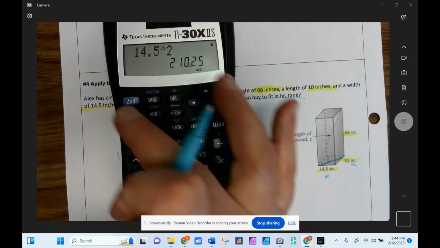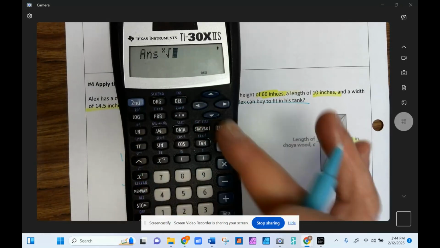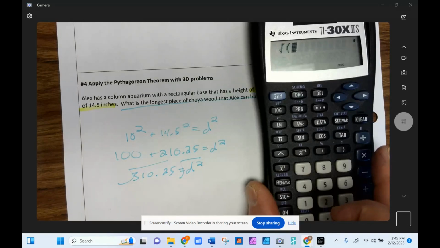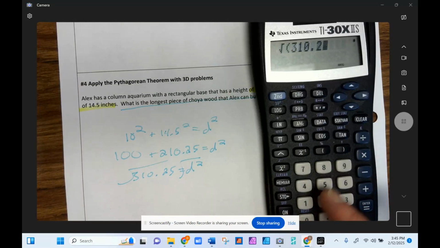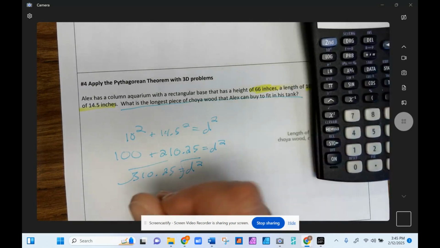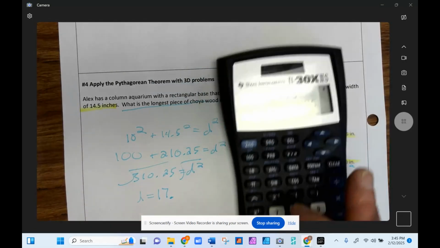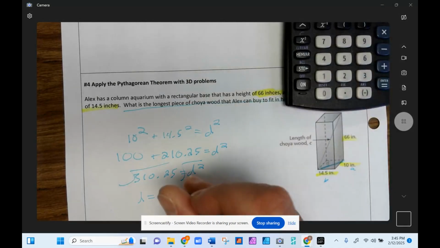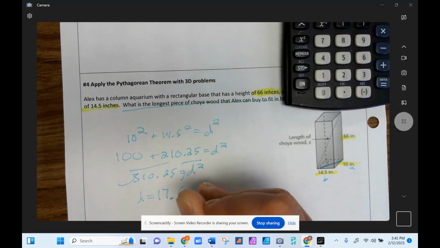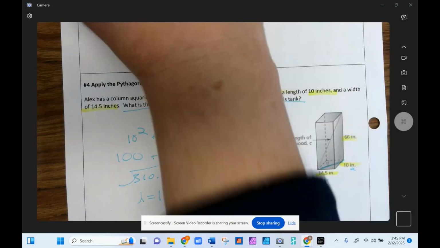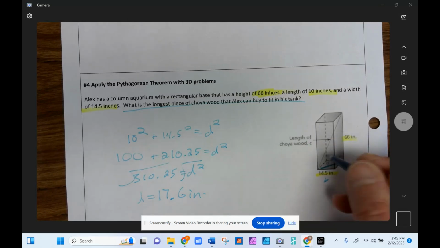Let's see, maybe it'll actually pull it in here. Why doesn't it let me do this? There we go. So 310.25. And then we hit enter there, and we get 17.7. So the diagonal there is 17.7 when we round. Yeah, 17.6 inches. Golly, these pens are dying, guys. Okay, so now we have this is 17.6.